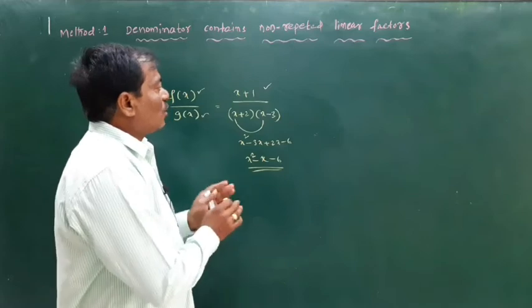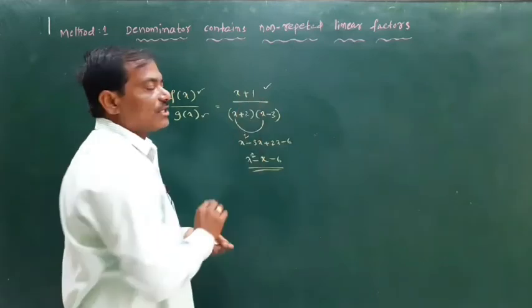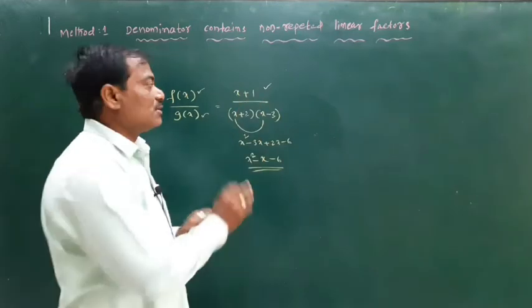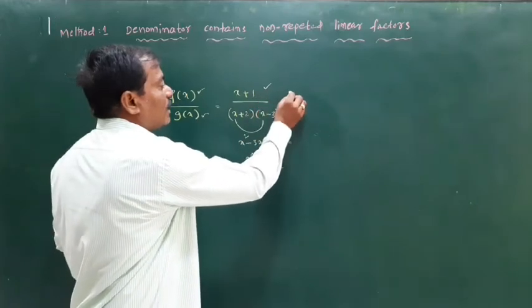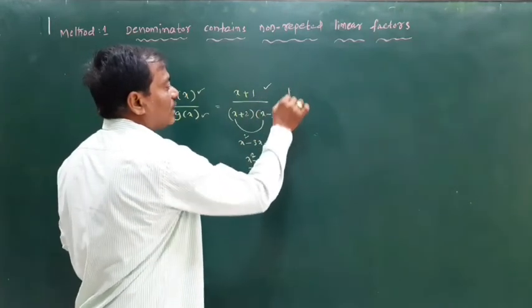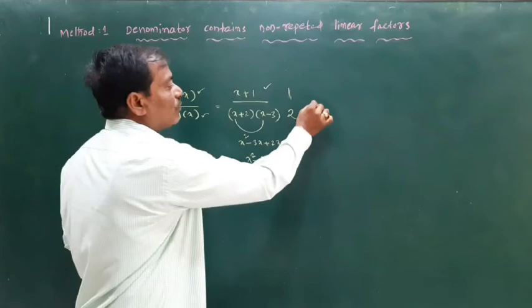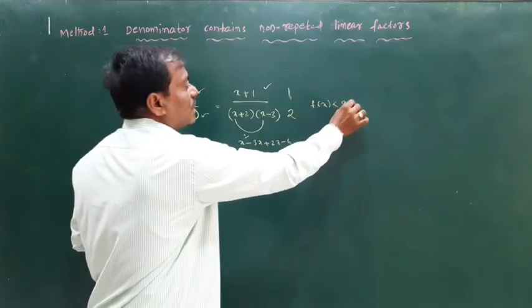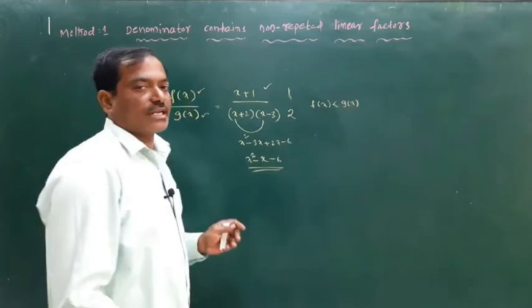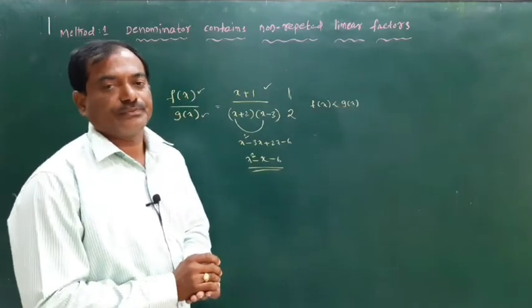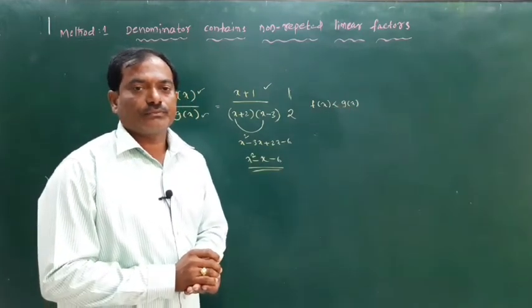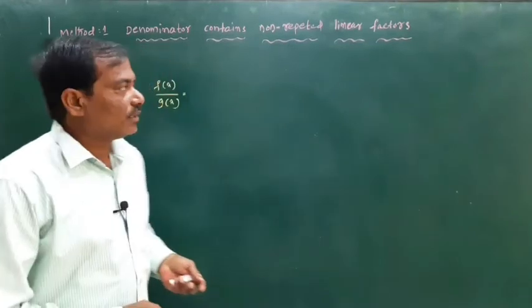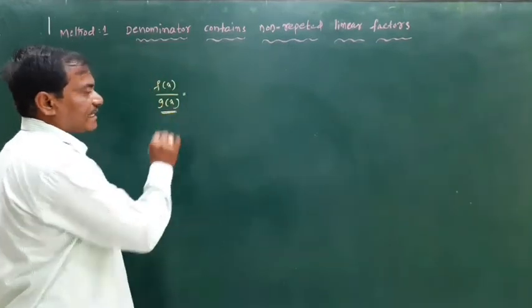Now we have to check whether the given rational fraction is proper or improper. This is proper. Why? Because the numerator degree is 1 and the denominator degree is 2. Therefore, the degree of f of x is less than the degree of g of x, so the given rational fraction is a proper fraction. Now, here we have to check the characteristics of g of x.